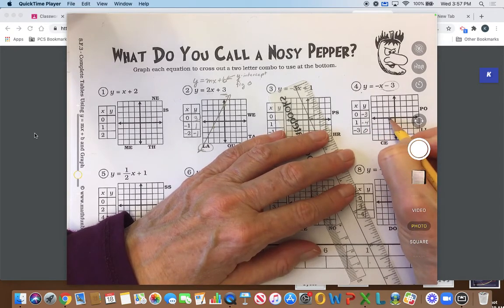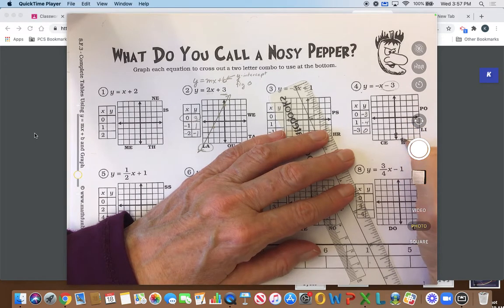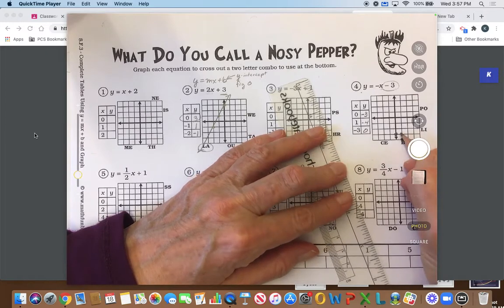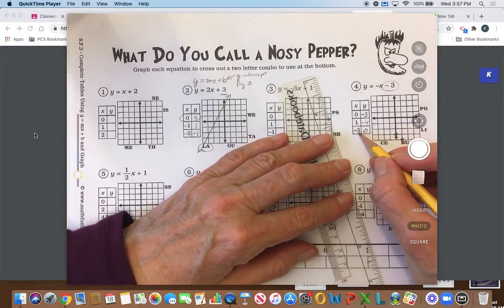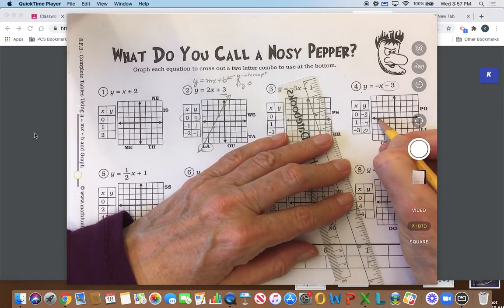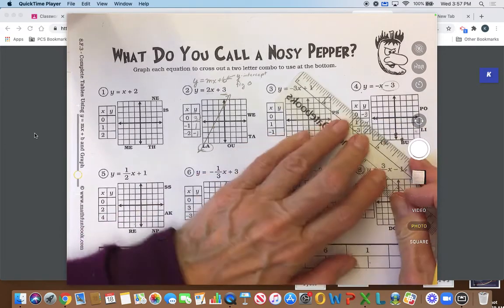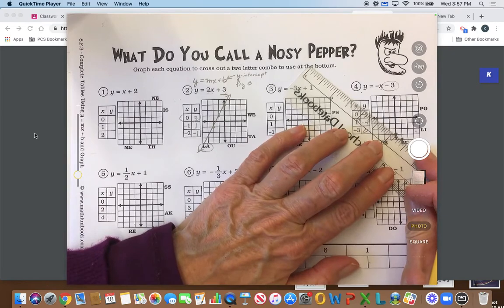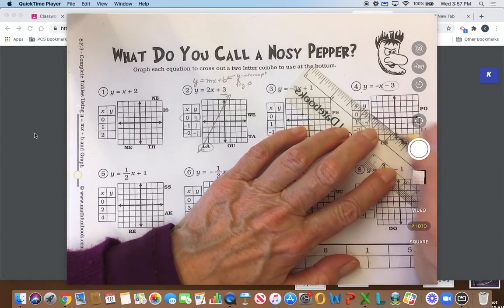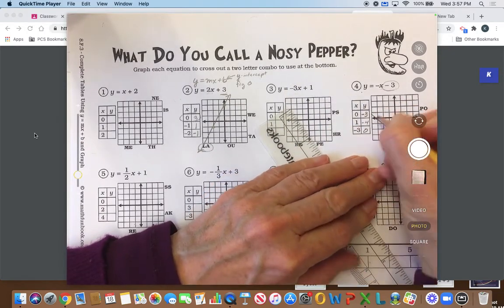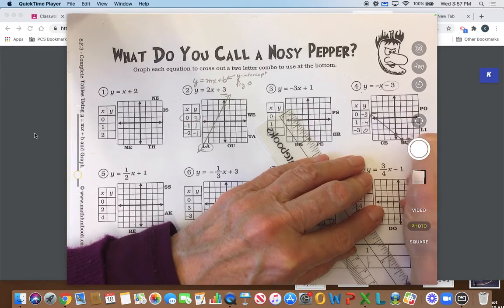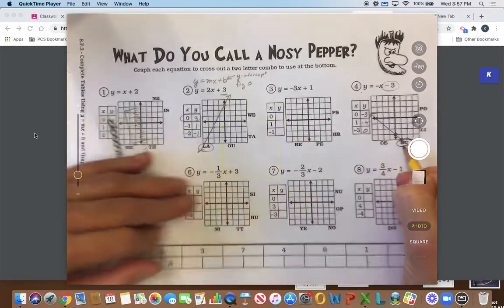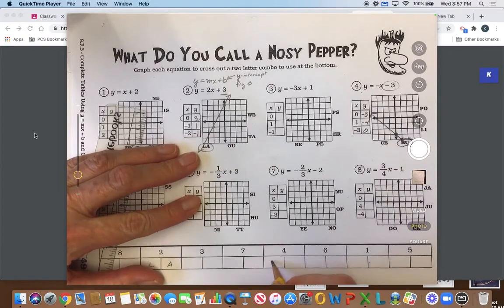So if I have positive 1x, then I've got negative 4. Oh, it's that same point that I graphed before. And then negative 3, so x is negative 3, and then this is 0, y is 0. Okay, so let's graph this line. Okay, and we see that the two letters we cross out are BU. So 4 is BU.